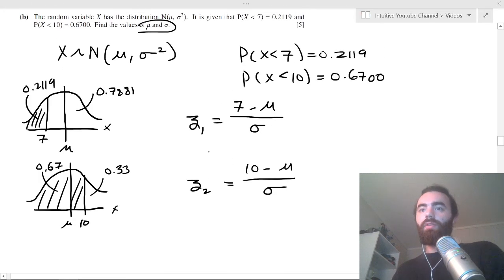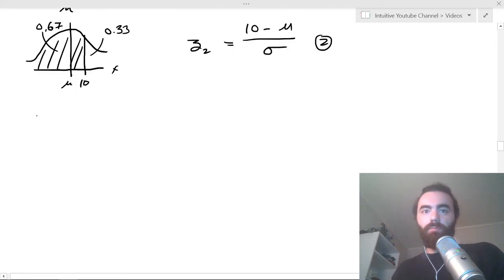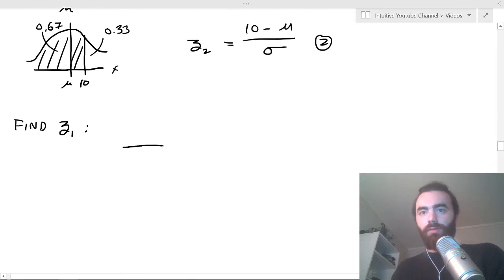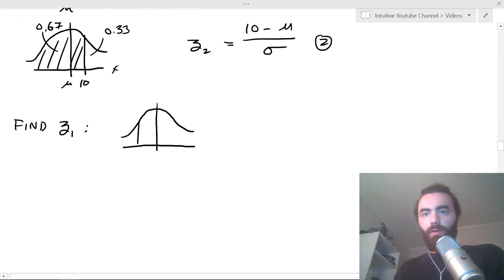deviation. So if we find the corresponding z-values for both of these, then we will have two equations, equation 1 and equation 2, with two unknowns. So then we can find those two unknowns. So let's do that. Let's find first z1. What is that going to be? Let's look at this. Well, your z1 is here.